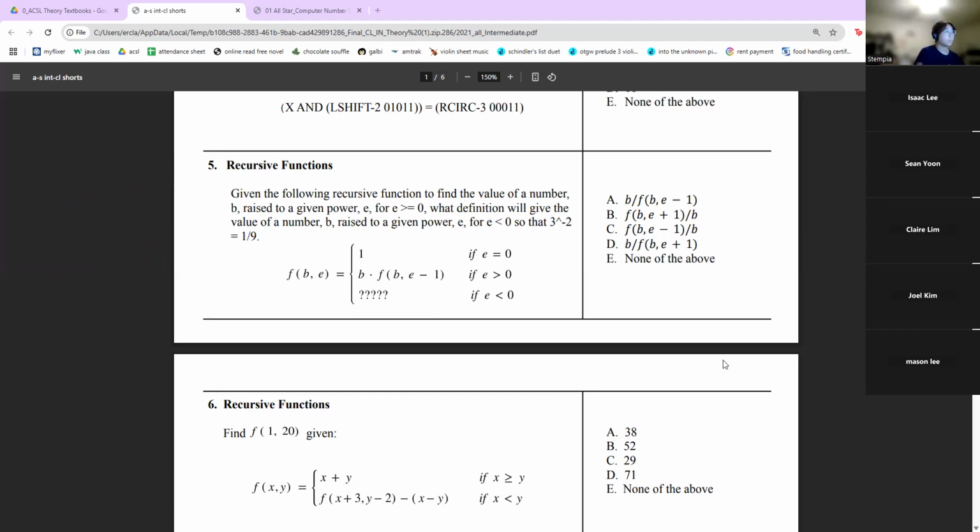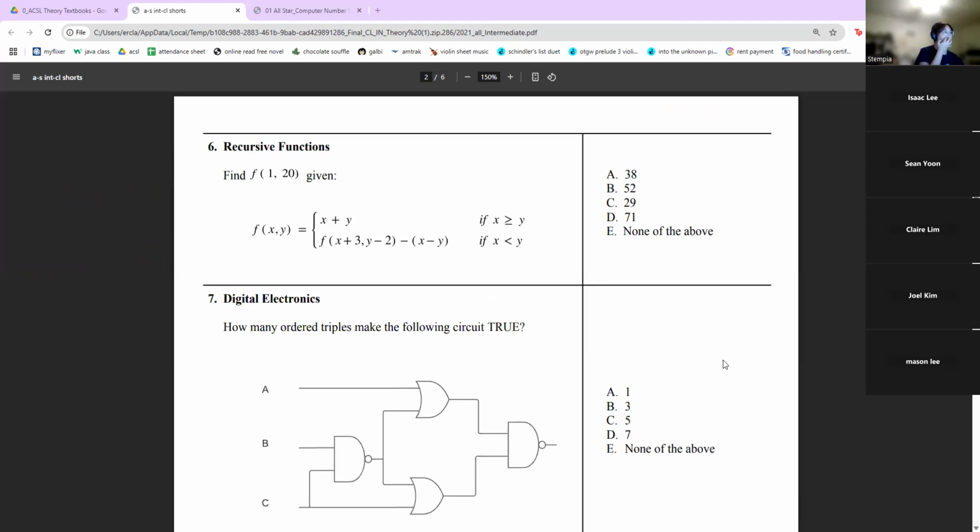Okay. Moving down to number six. Number six is the recursive function problem, just a little bit complicated looking at first, but other than that, the concept is as before. F of 1 comma 20 is going to be, in this case, we are falling into our second condition because x1 is less than y, which is 20.